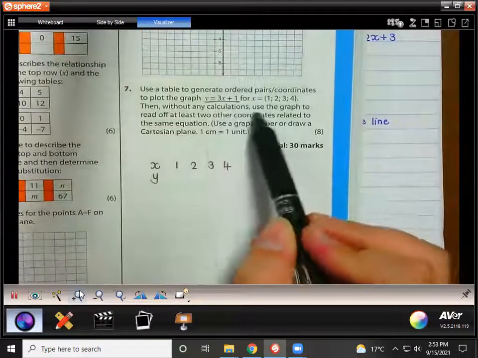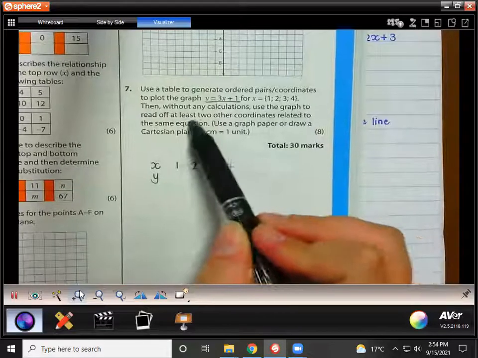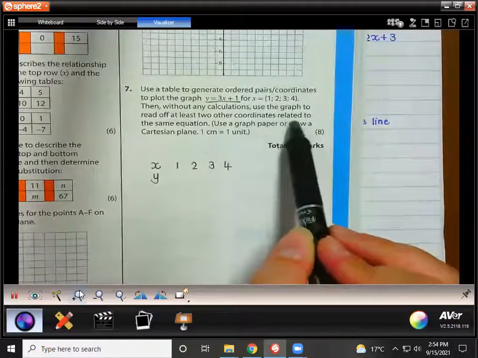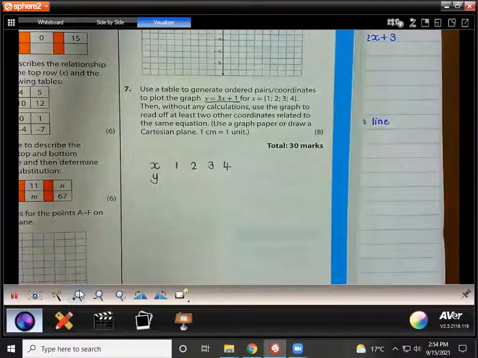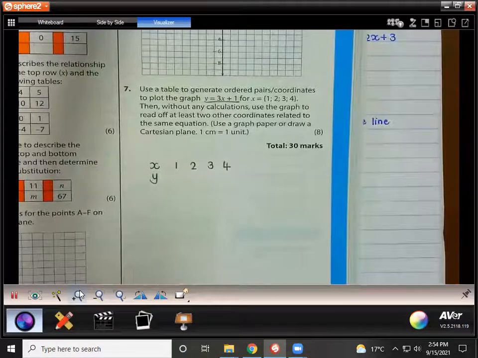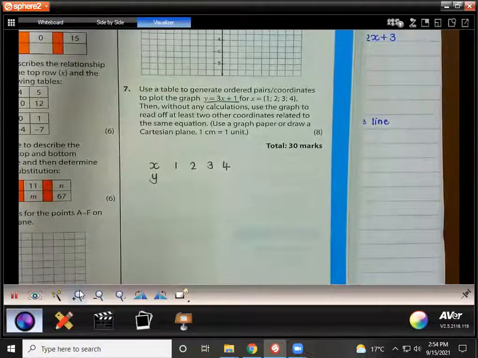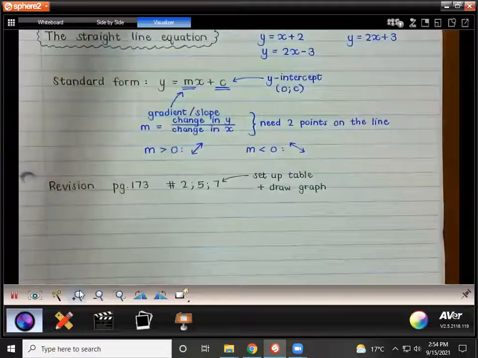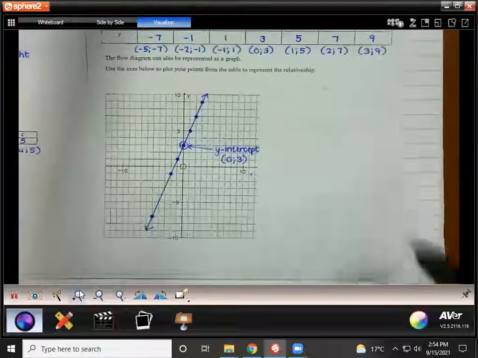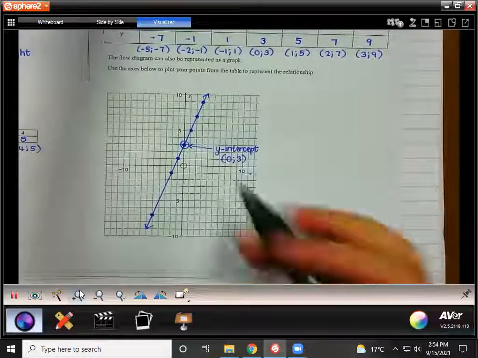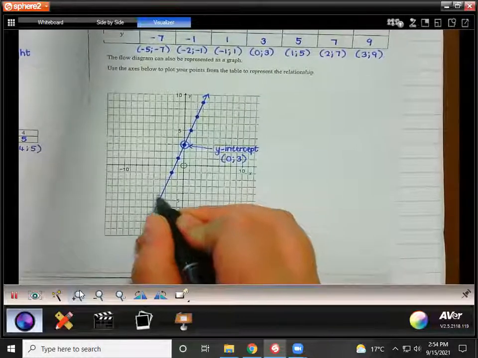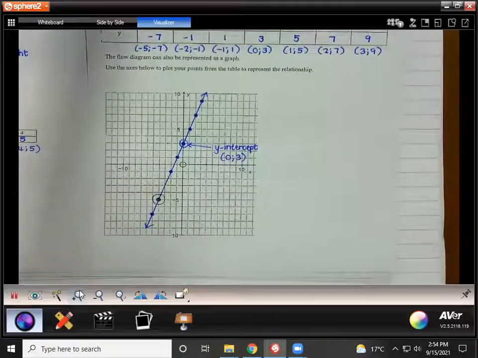Then, without any calculations, use the graph to read off at least 2 other coordinates related to the same equation. Once you've drawn your line, you need to see if you can read off any other 2 points on your line, points that you haven't plotted already. So for example, if we're looking at this third one that we drew together, can we read off any points here that we haven't plotted? What about this one there? What would that one be?